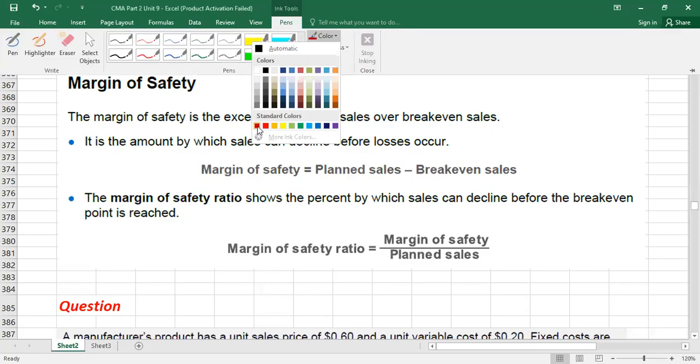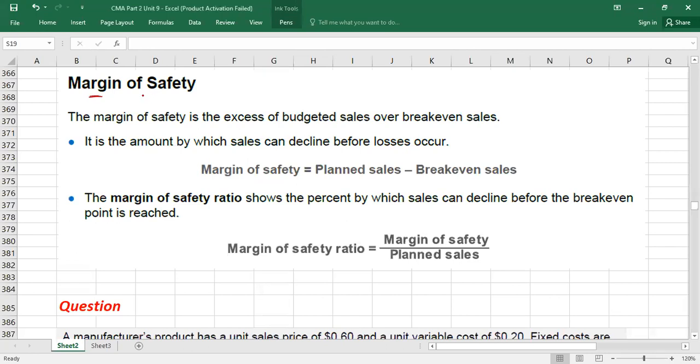So now guys, we are going to talk about margin of safety. It is also obviously the second part of break-even point. In the first video, we discussed how to calculate break-even point in dollars and break-even point in revenue, and we discussed the assumptions. Now we are talking about margin of safety. What is the definition of margin of safety?